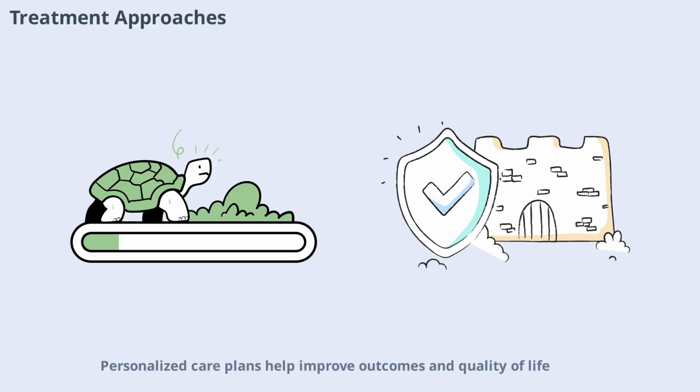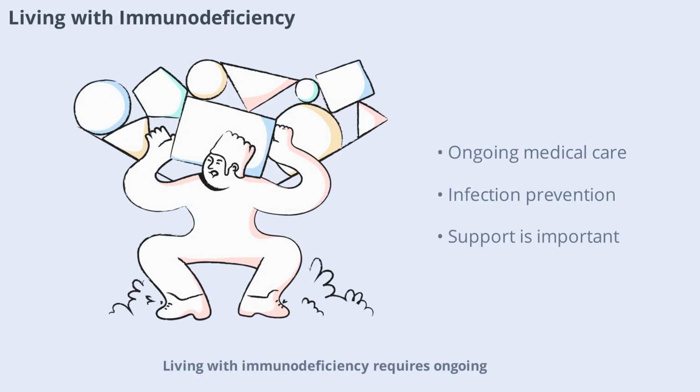Personalized care plans help improve outcomes and quality of life. Living with immunodeficiency requires ongoing medical care and lifestyle adjustments. Regular doctor visits, vaccinations, and infection prevention strategies are essential. Many people lead full, active lives with the right support and treatment. Support groups and counseling can also help individuals and families cope with the challenges of chronic illness.